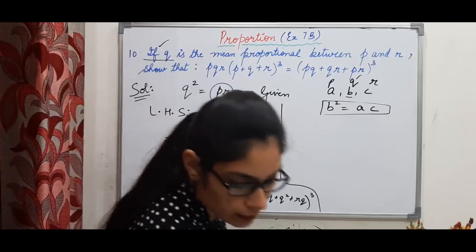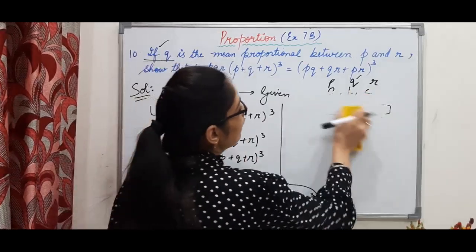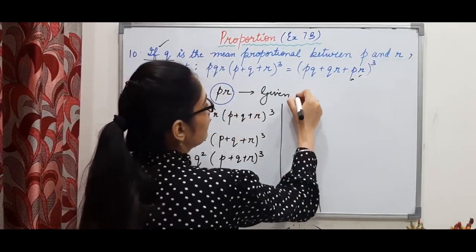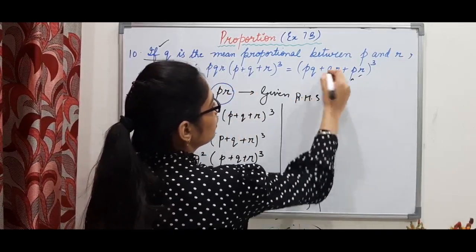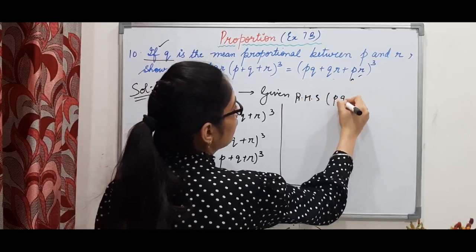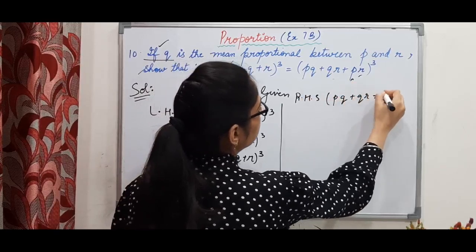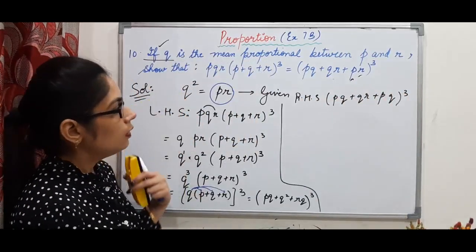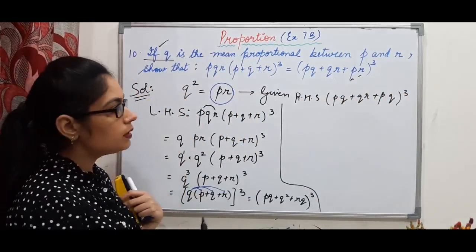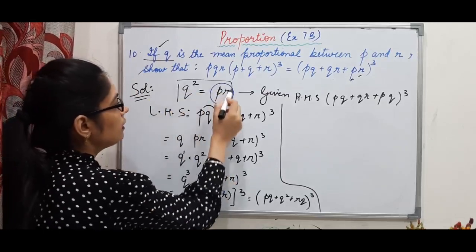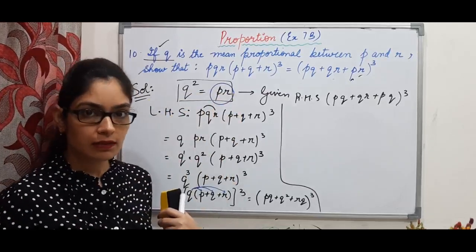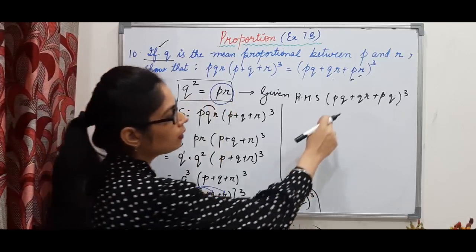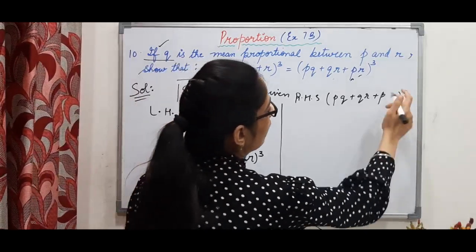Now let's start with the right hand side. Right hand side, whatever they have given, that value only we have to use. So right hand side is equal to this thing, PQ plus QR plus PR whole cube. Now just observe it carefully. Can we use the given thing in any way? Q square is equal to PR.